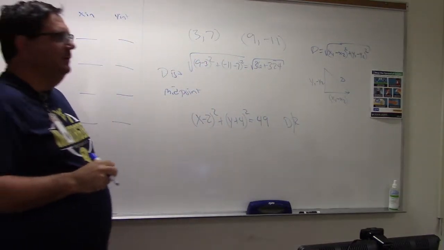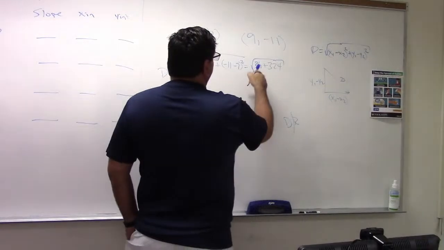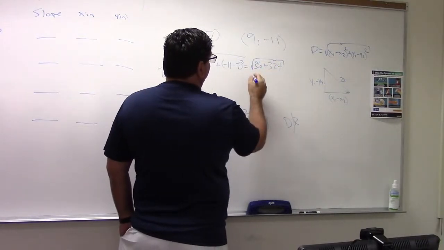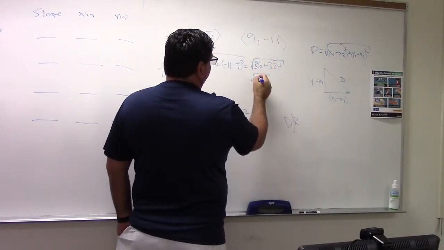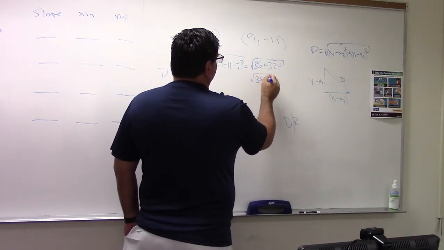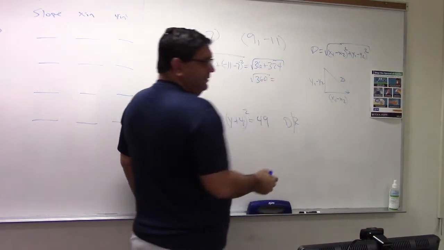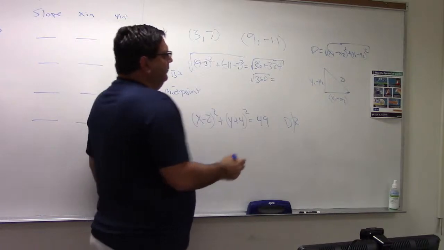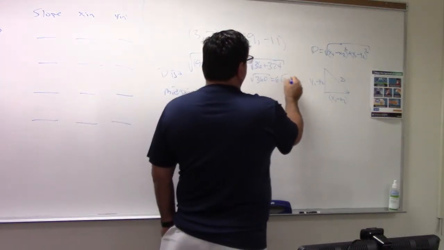You ready? Yeah, ready. Now, this is the square root of 360, yeah? Yeah. Which is 6 square root of 10.